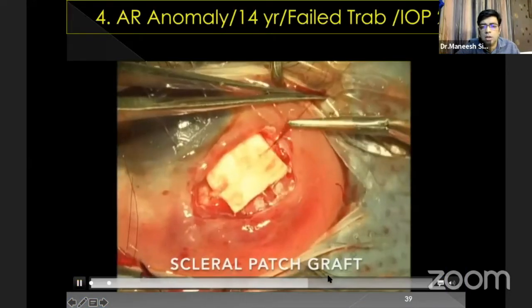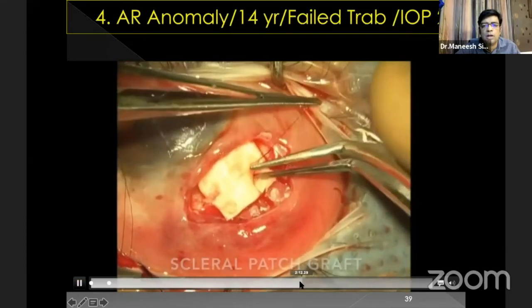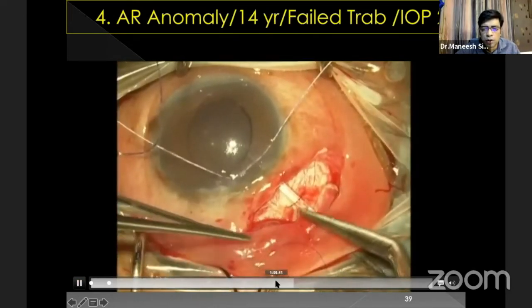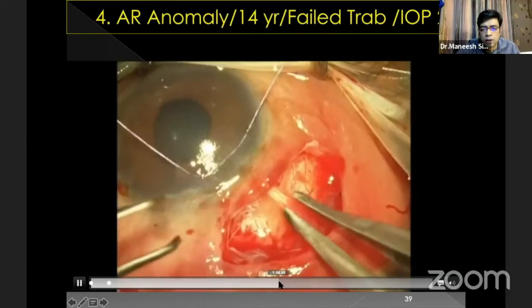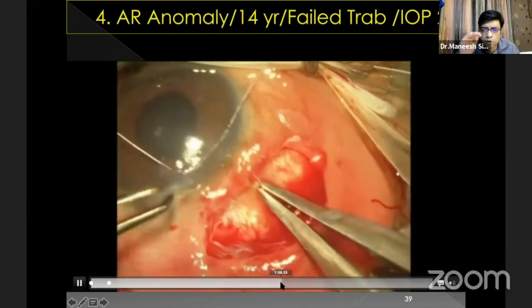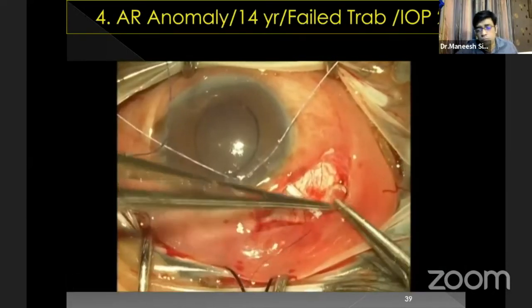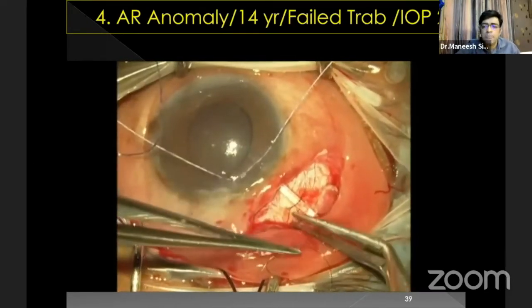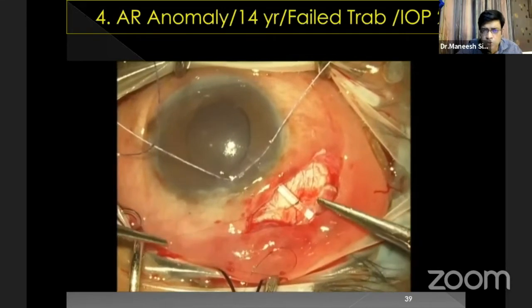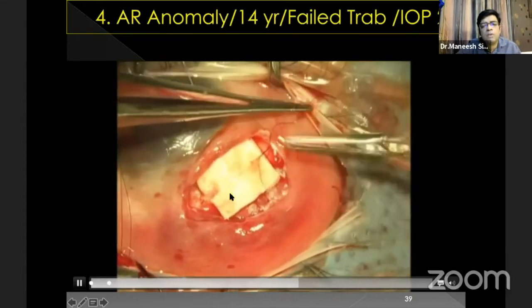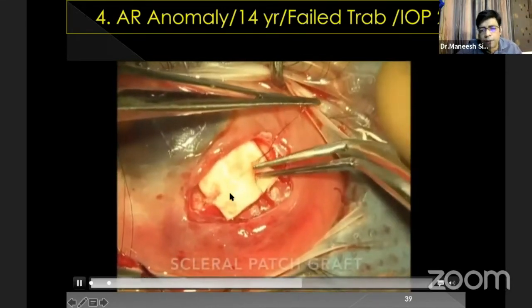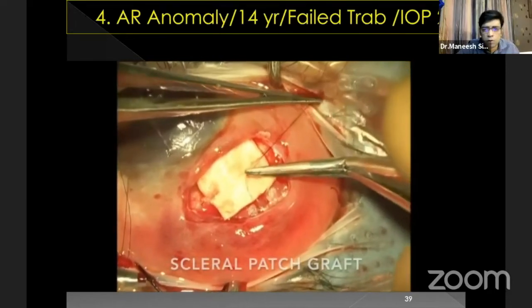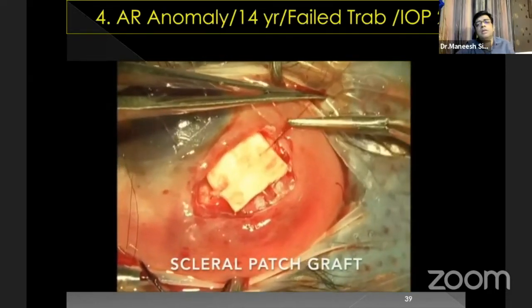So try to stay as away from cornea as possible, because if you're too close to cornea, you're bound to have a corneal decompensation, because even when the eye is moving, the tube does have some amount of movement and can lead to corneal decompensation. Once you have put the tube, secure the tube properly, cover it with a scleral or corneal patch graft, whatever is available. Corneal patch graft is better because it is better cosmetically.